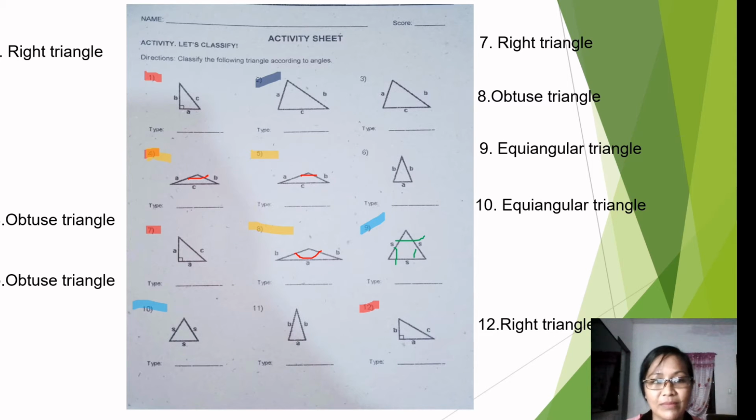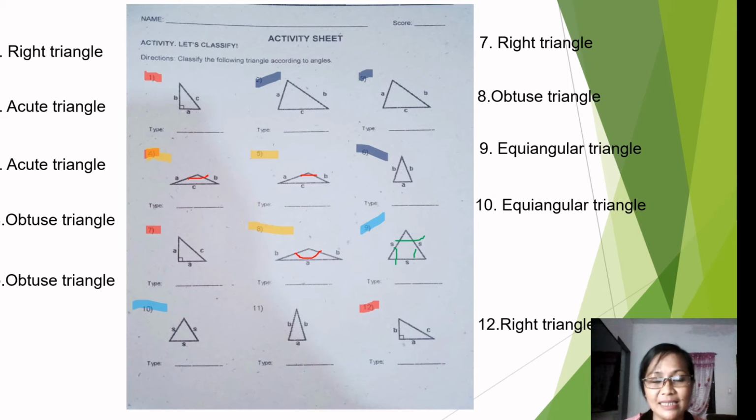Number 2, it states here ABC, meaning to say all the angles are different. And it is acute. Therefore, it is an acute triangle. Also, number 3, it states here ABC, meaning all the angles are different. And of course, they are acute. Therefore, number 3 is an acute triangle.